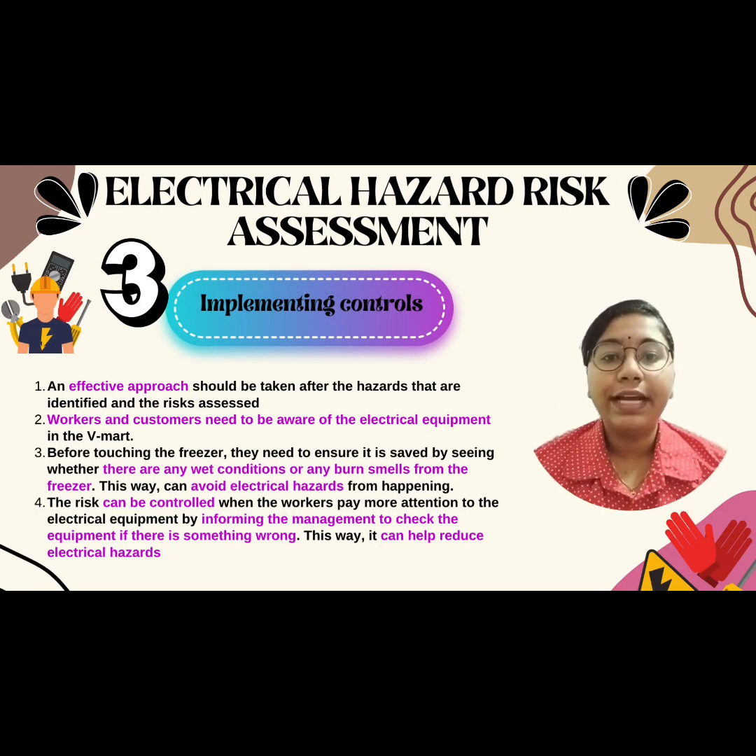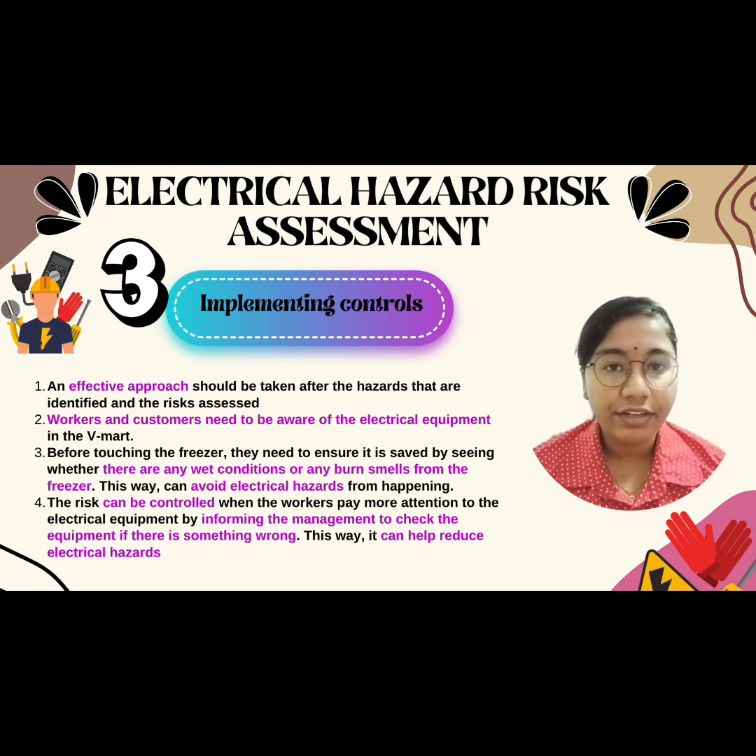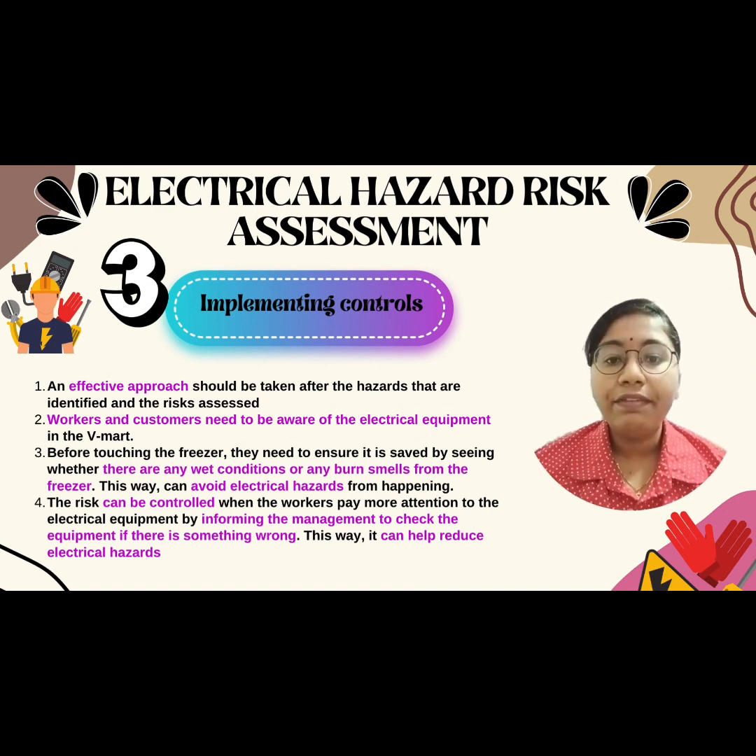Moving on to the third step in the electrical hazard risk assessment, which is implementing control. An effective approach should be taken after the identification of hazards and after the risks are assessed. Workers and customers need to be aware of the electrical equipment in the V-Mart. Before touching the ice cream freezer, they need to ensure it is safe by seeing whether there are any wet conditions or any burns from the freezer. This way can avoid electrical hazards from happening.